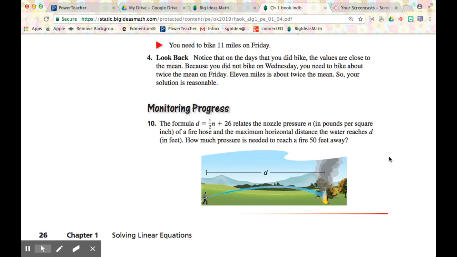Okay, I want you to attempt number 10. It's not as scary as it looks. Use the picture to help you and really try to look at what each variable represents, okay? So you're going to try this one, and then I'll work it out for you.